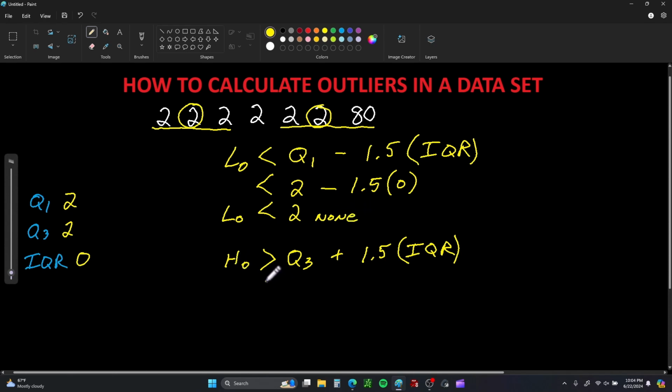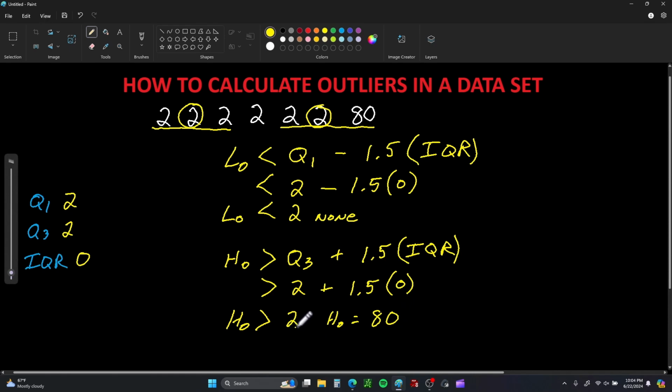Now for high outliers, let's substitute. I have numbers greater than Q3, which is 2, plus 1.5 times the IQR, which is 0. So this is just going to be 0. So high outliers are numbers greater than 2. Well, I do have one. So 80 is a high outlier.